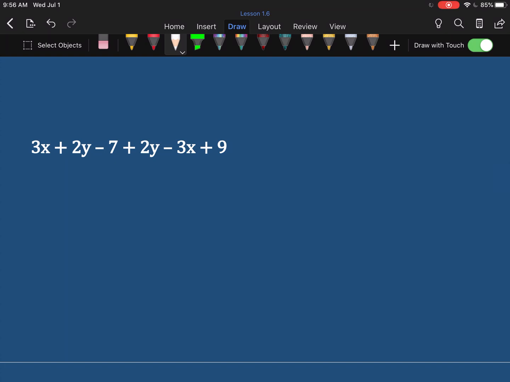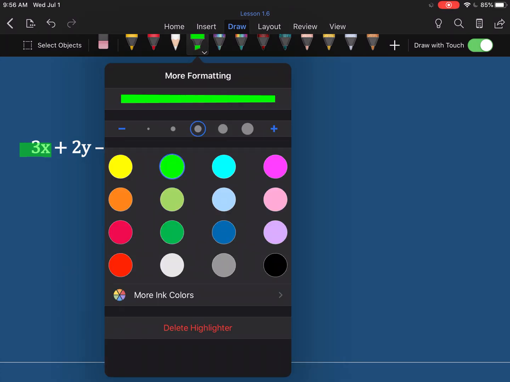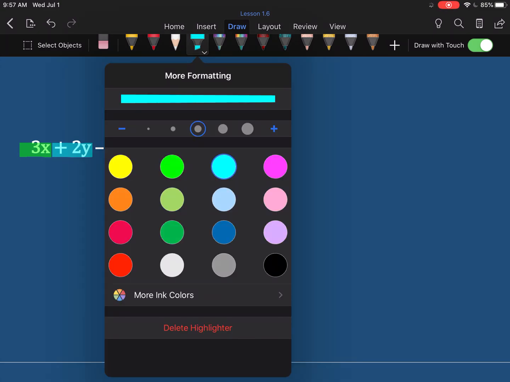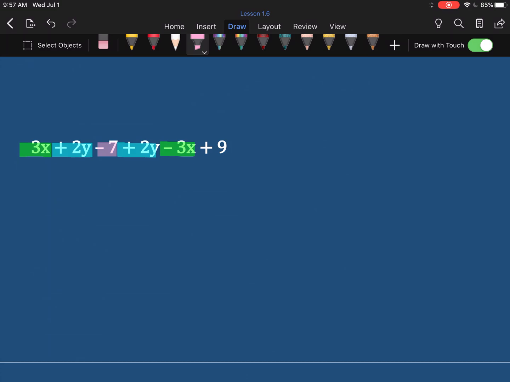Okay. This has a whole lot going on. There are things that have x's. There are things that have y's. And there are parts that don't have any letter at all. Okay, cool.